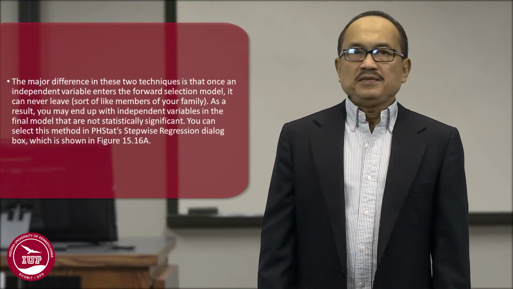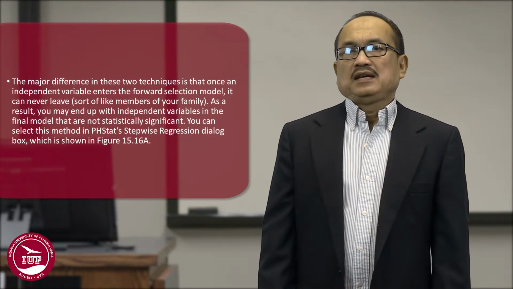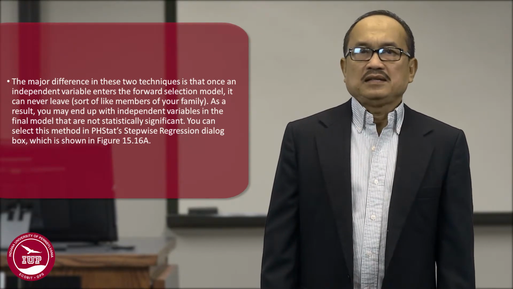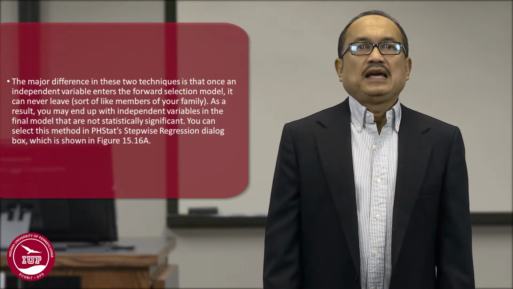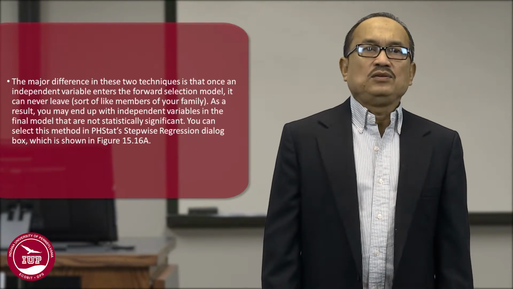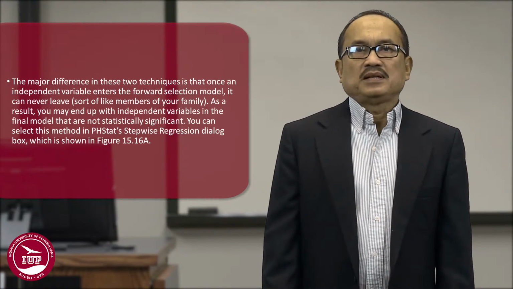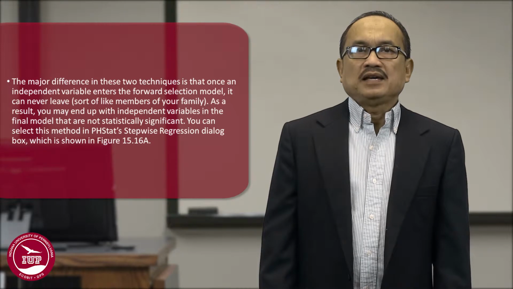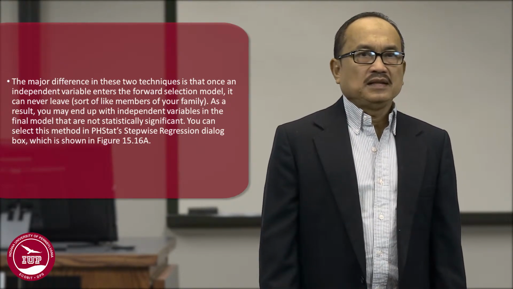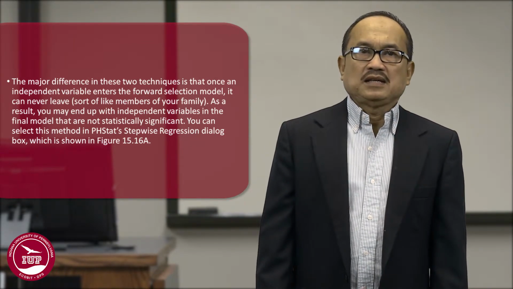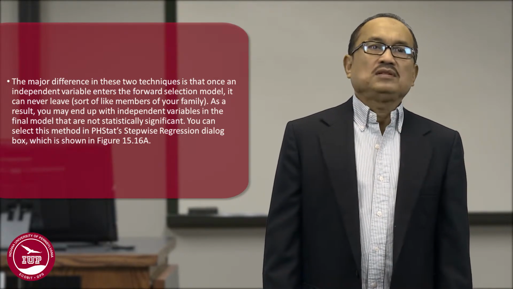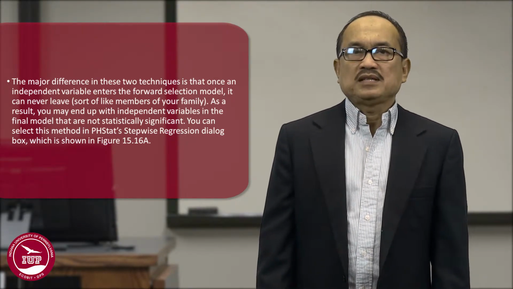The major difference in these two techniques is that once an independent variable enters the forward selection model, it can never leave. As a result, you may end up with independent variables in the final model that are not statistically significant. You can select this method in PA-STAT's stepwise regression dialog box, which is shown in figure 15.16a.